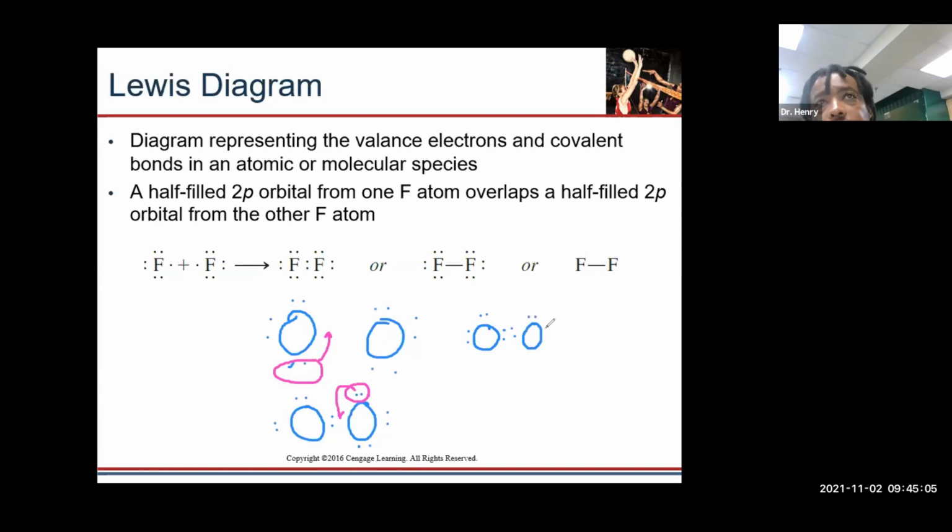And since only two electrons are considered an orbital, in this case we have what we call a double bond.